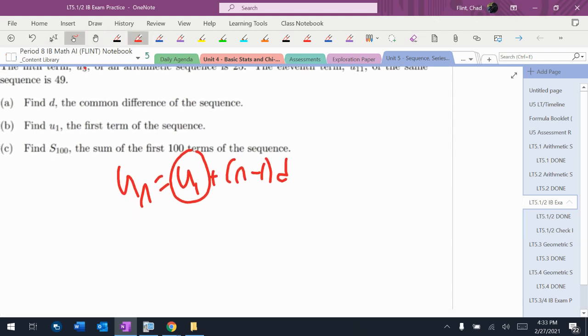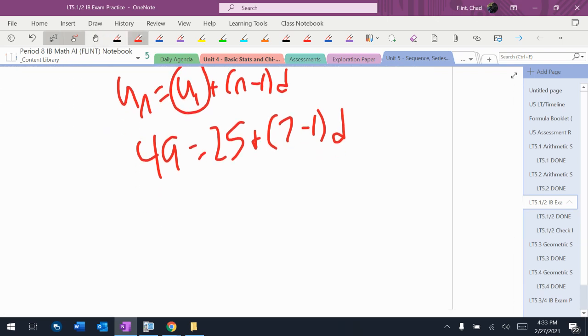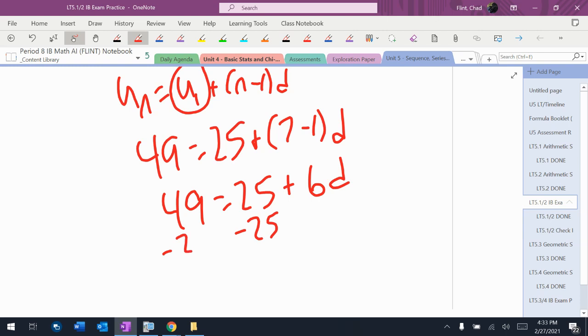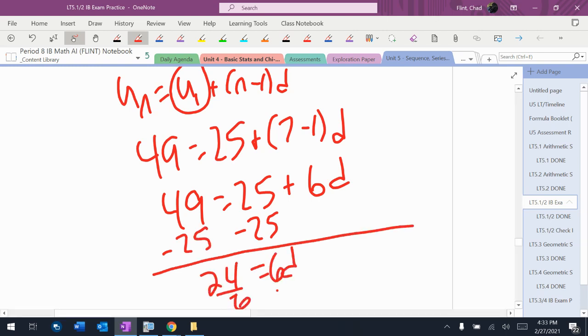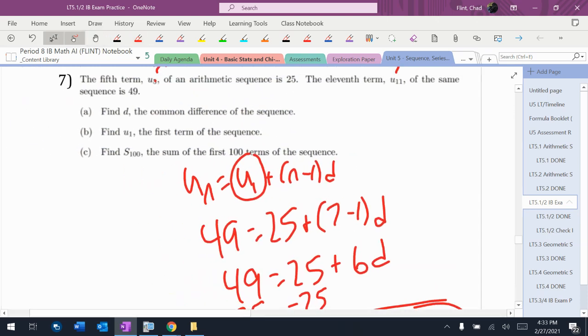So I'm going to plug in here. The first term was 25. So it's 49 equals 25 plus, and then it's 7 minus 1. This was U11, but it's now U7 because I shrunk it, times D. So 49 equals 25 plus 6D. Minus 25, I get 24 equals 6D. Divide by 6, and I get D equals 4. So my common difference is 4 for the first part.